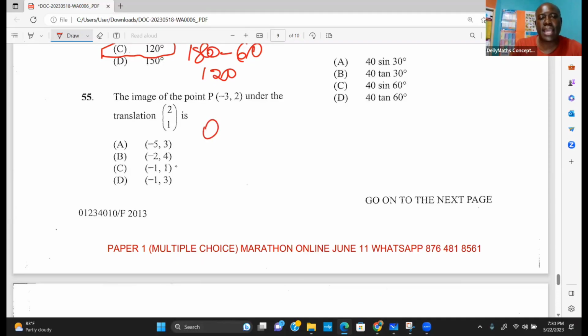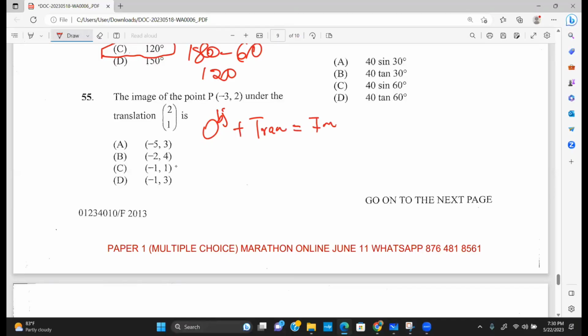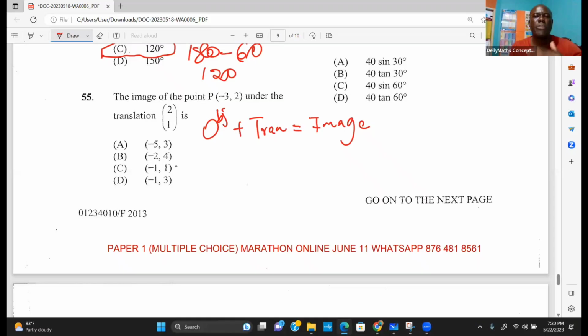Remember I said to you, I'll say it again: object plus translation gives image. And this formula can be manipulated. If they give me object and image, transpose and get translation. You understand? If they give me image and translation, transpose and get your object. This time we got object and translation. We don't need to transpose, because the formula is set up: object plus translation gives image. So we have that already.